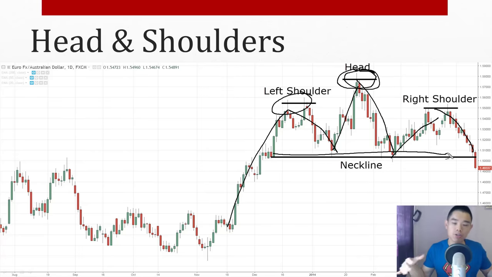So head and shoulders is usually a sign of weakness in the market. It doesn't mean that you go short immediately, but it's telling you that the buyers are slowly losing steam. They're losing strength. So this is what a head and shoulders pattern tells you.